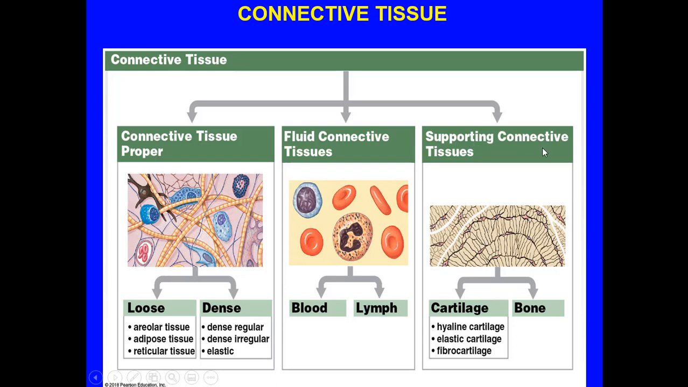Also, supporting connective tissue. So they've got to have something in an extracellular matrix that makes them unique. With cartilage, we're going to see this in a bit. 3 different types of cartilage: hyaline, elastic, and fibrocartilage, or bone. There you have a high deposition of calcium salts.